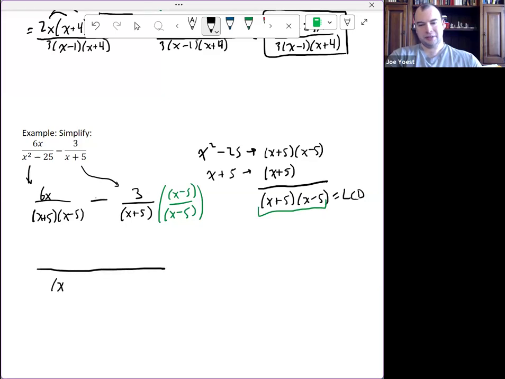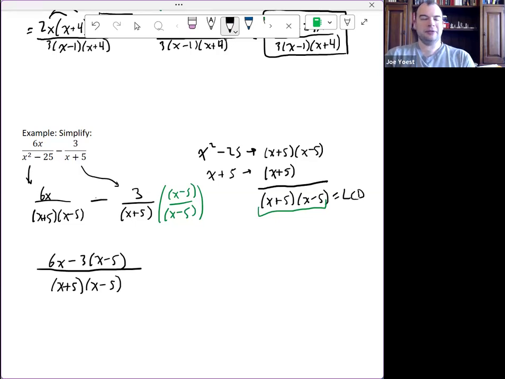So I have my denominator, x plus 5 times x minus 5. And then I have 6x minus 3 times x minus 5. Clean up that fraction line a little bit. We don't need all that extra over there.